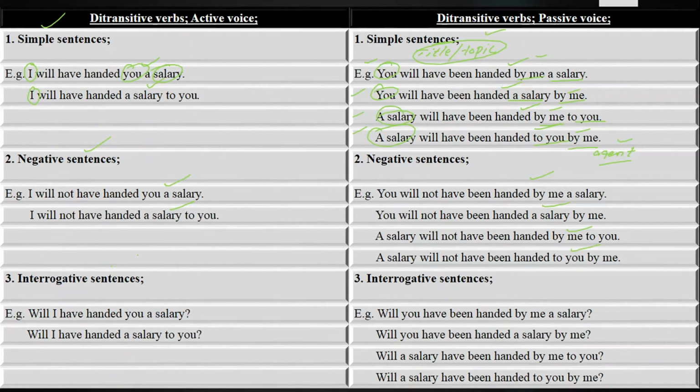Next, we have got interrogative sentences. Those sentences in which we ask question, put queries are called interrogative sentences. Will I have ended you a salary? Will I have ended a salary to you?